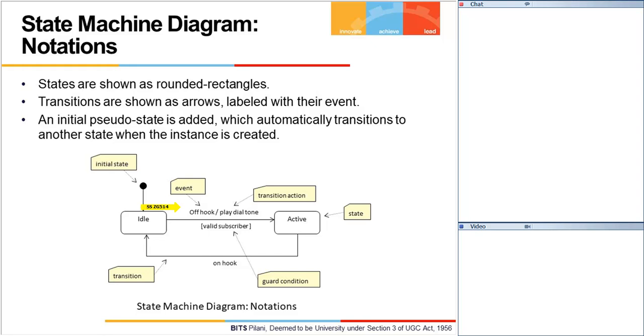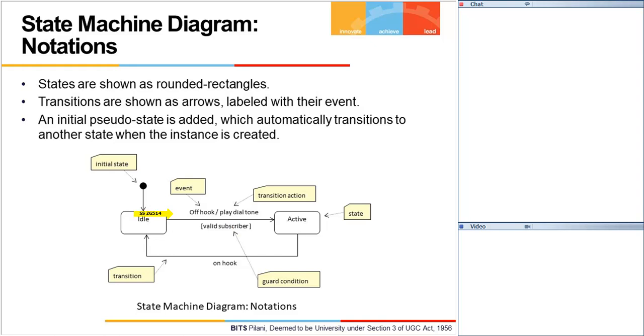labeled with the events. Now if you see this particular transition which moves the system from the idle state to the active state, there are some labels written on this transition, right? So we'll understand these labels. Before that, this transition ends with an open arrow, right? Another important thing that we usually need to capture is that this transition arrow is an open arrow. It is not a solid arrow.